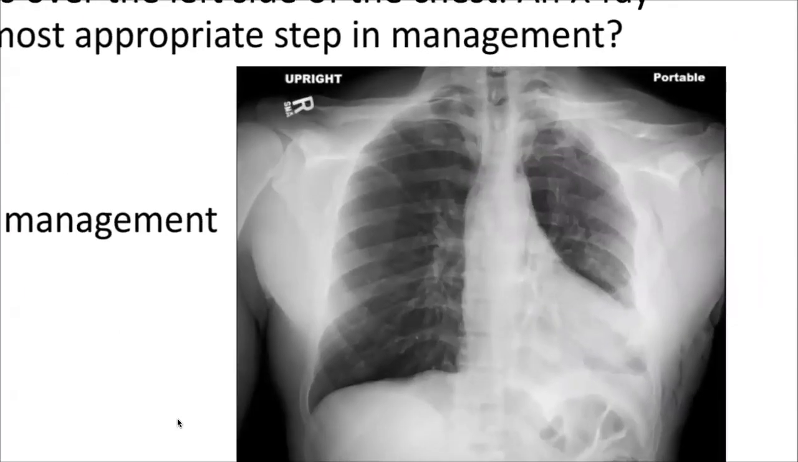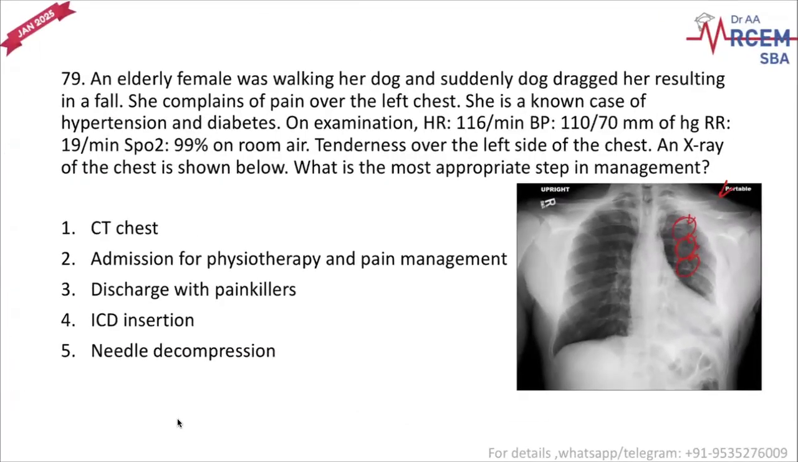Chest X-ray: clavicle fracture. Multiple rib fractures are seen. One, two, three. Grossly, what I can make out here, here, and here. So multiple rib fractures, and you need to admit this patient for pain management and physiotherapy. Basically, you're admitting; the best pain management is an intercostal nerve block.